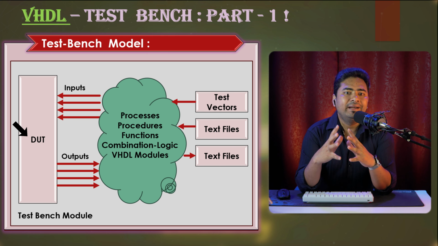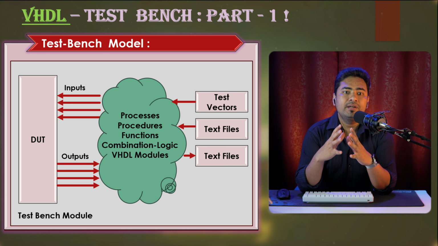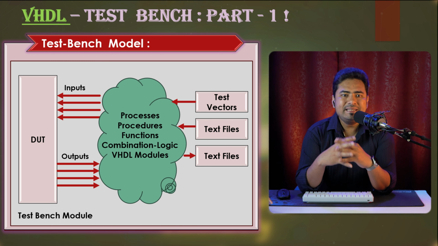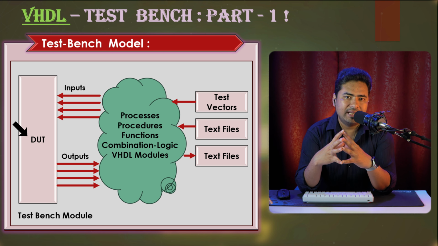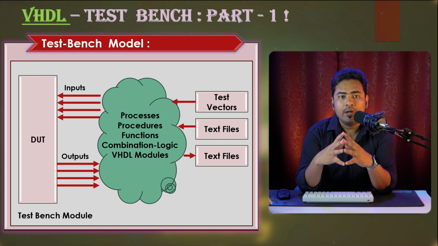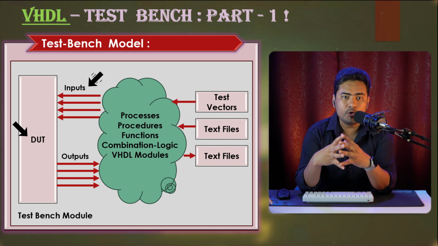So this is the basic structure of your VHDL test bench. We have this DUT, or you can say device under test. Sometimes we will also say UUT, or unit under test. Basically, this is your VHDL design, which you have written and wanted to test. Okay, so this design will have some input ports and some output ports, right?